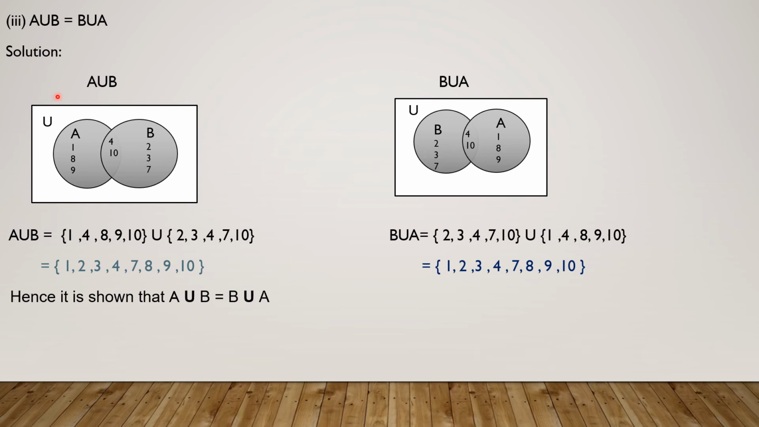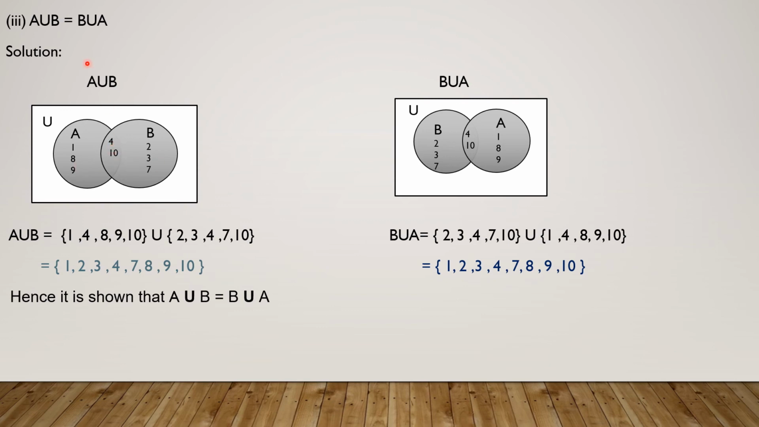So first of all, we will draw a rectangle. Then we will draw two circles A and B. The circles should be first empty. Then we will write all the elements of A, all the elements of B, and in the common portion we will write common elements of set A and set B.